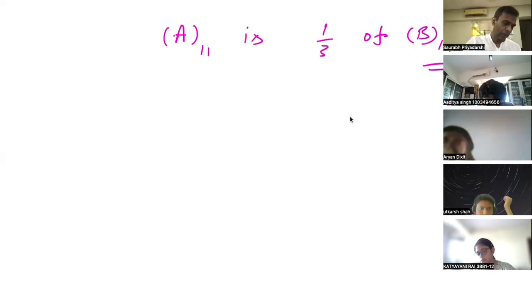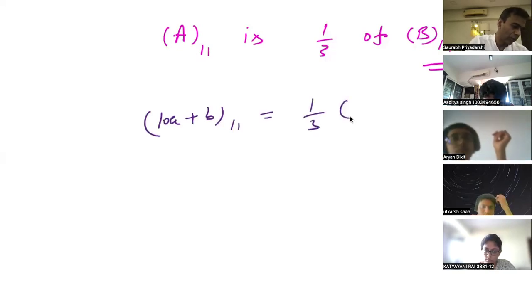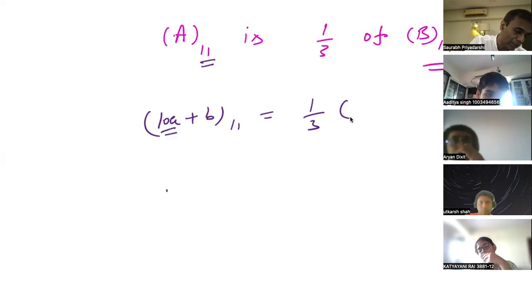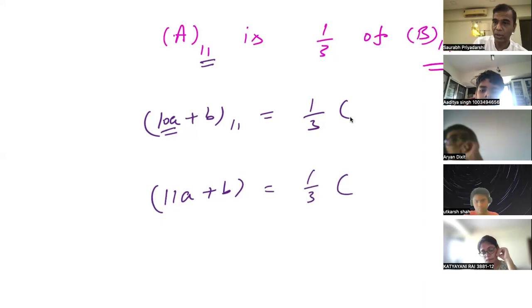Let's see. This A is a number. I'm assuming this number is nothing but 10A plus B with a base 11, equal to 1/3 of the other, right? So 10A plus B, but we know that this has the base 11. So what should I write? Instead of 10A plus B, I have to write 11A plus B with a base 11. And that is equal to 1/3 of the other, so I'm changing this into base 10, both having the base 10. Only then can I compare both the numbers, right?